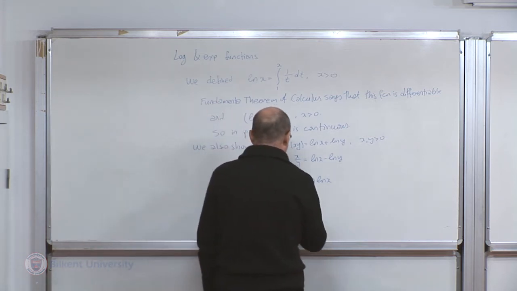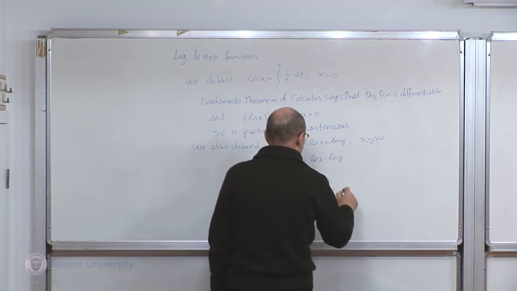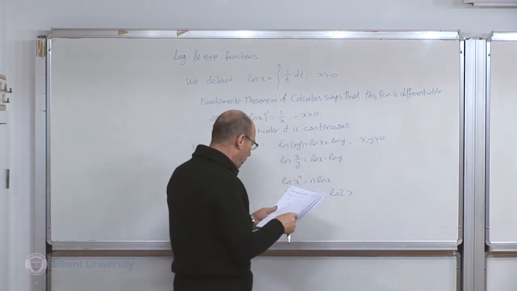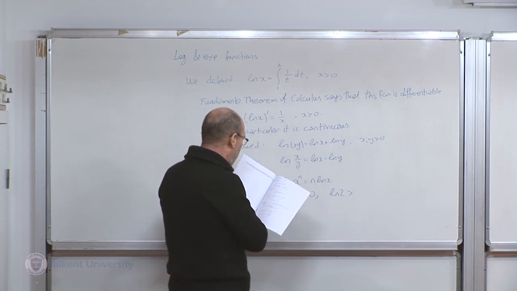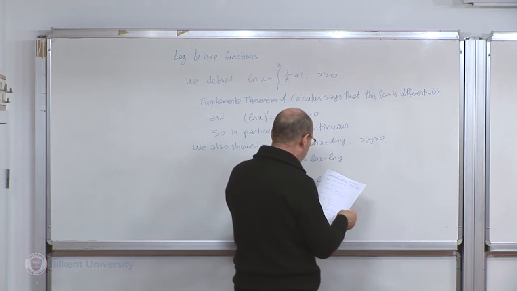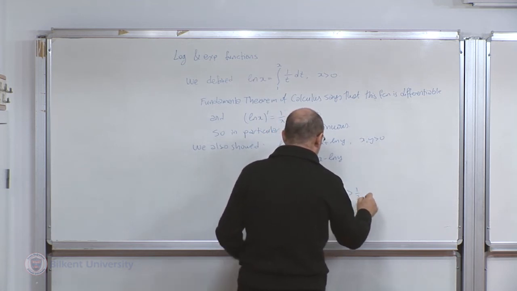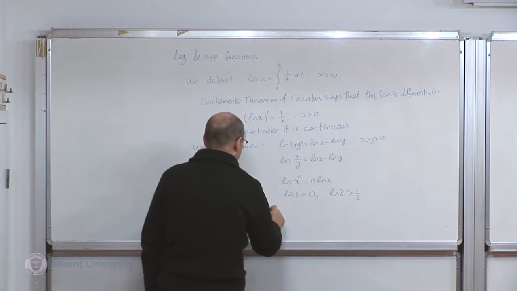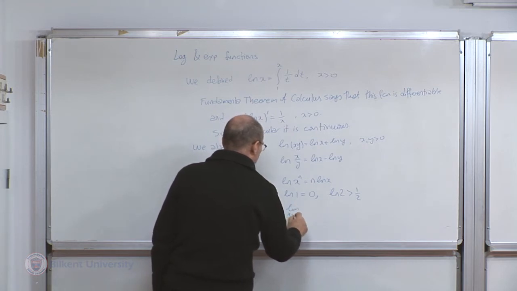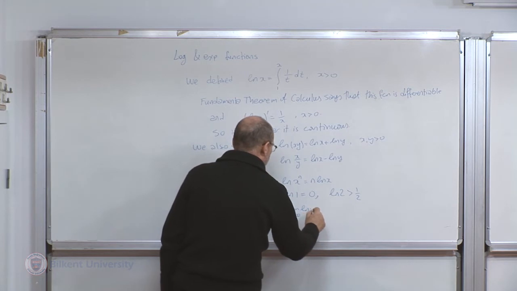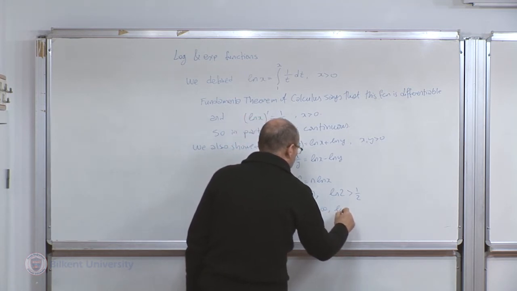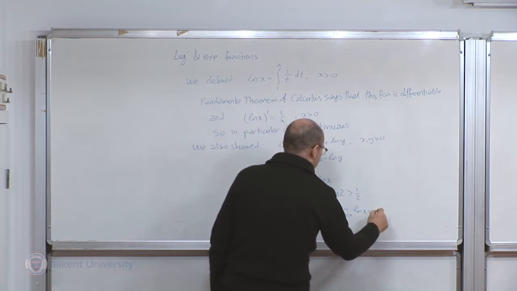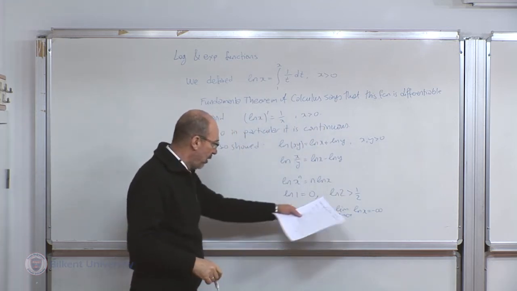And we showed ln 2. What did we show? ln 2 is greater than 3 over 4. Anyway, wherever we showed this, ln 2 is greater than 1 over 2. Using this, we showed that the limit as x goes to infinity of ln x is infinite, and the limit as x goes to 0 from the right of ln x is minus infinite. Basically it follows from this and this.